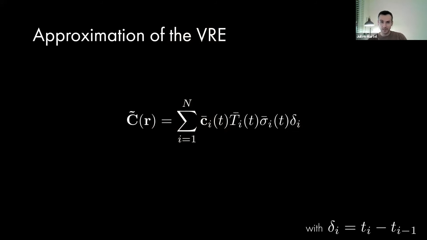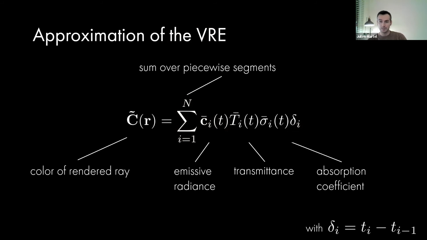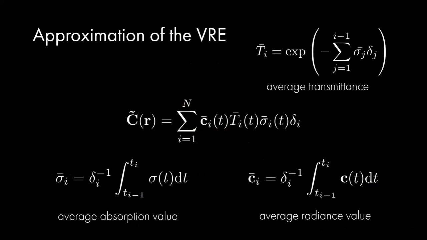And so we have some approximation that we discuss at length in our paper. So this is the approximation of the VRE. And now if you use this approximation with the following terms, you can actually use AutoInt for each section.